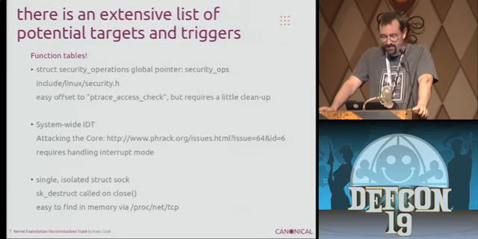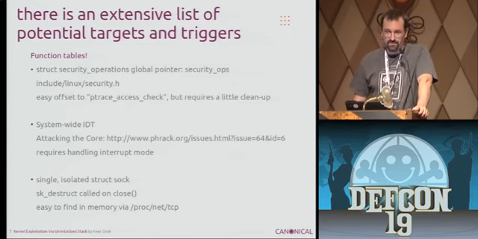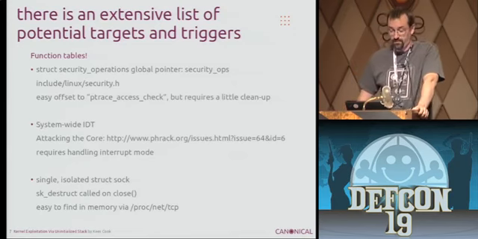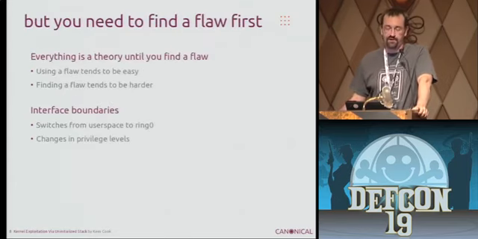But my favorite at this point is now using a single sock struct. So if you can create a socket, you've got the destructor when the socket goes away that gets called. And if you can overwrite that function, when you close the specific socket, it'll actually run the code that you wanted it to run. And it's very easy to find that function because it's exported by the kernel for you to see. But all that's unimportant if you don't have a flaw. Obviously, you need that arbitrary write to begin with.